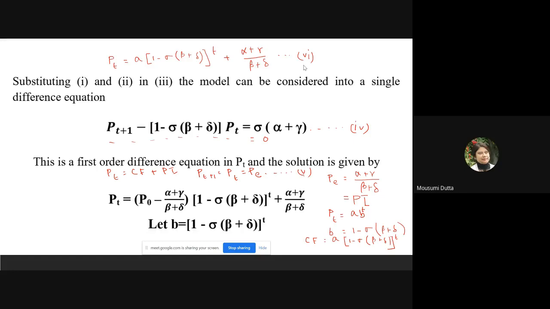Ma'am, my B, to the power C is coming in B for the bold writing. I don't understand how this to the power C is coming for B. B equals 1 minus sigma into beta plus delta. It's a typo actually. B is 1 minus sigma into beta plus delta; the power is not there in the B value.